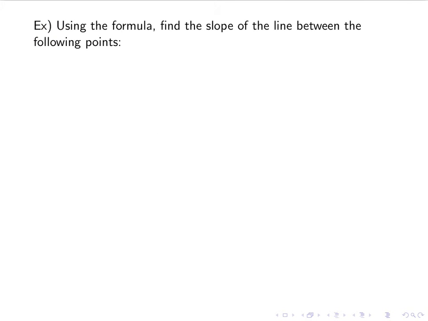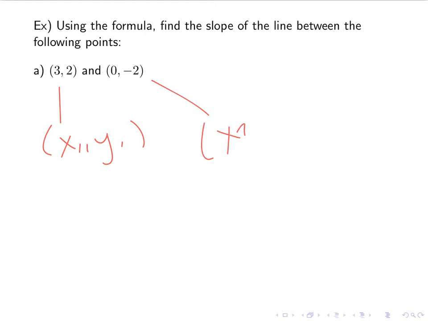So we're going to use the formula that we had, y2 minus y1 over x2 minus x1, and we're going to find the slope of the line between the following points. 3, 2, and 0, negative 2. So I'm going to call one of those points x1, y1, one of them x2, y2. I'm just going to go in order. So my first one I'm going to call x1, y1. The second one I'm going to call x2, y2. But again, it doesn't matter, you're going to get the same answer at the end.